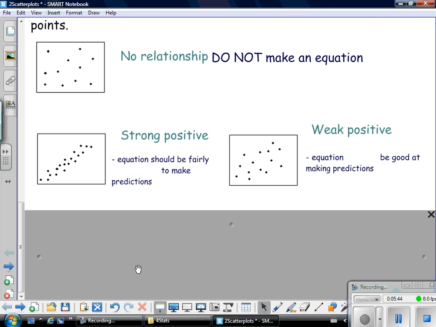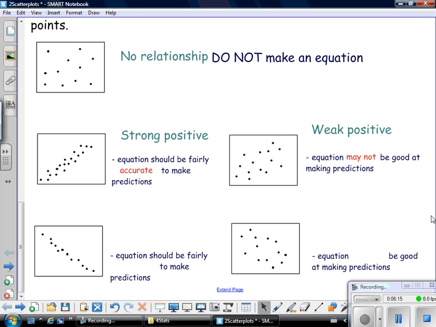Now, what that means is that when I make an equation, I can make an equation for the strong one, and it should be fairly accurate to make predictions because all the points seem to be fairly close together. So it appears that I should have an accurate prediction based on whatever equation I make. The weak positive, however, may not be good at making predictions. Doesn't mean that I won't necessarily do it. It just means that if I'm making decisions, I might be a little more cautious about those decisions that I make.